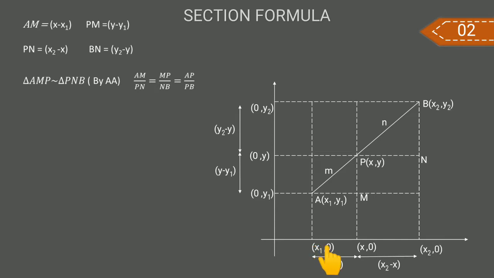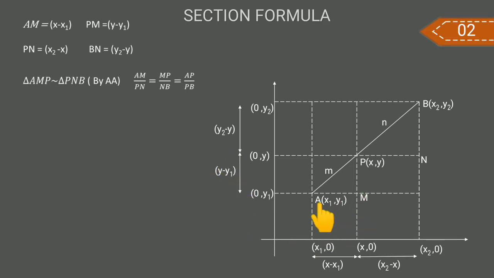Now we have to find the distance between these two points. This distance is x minus x1, and in the same way the distance between these two points is x2 minus x. Similarly, the distance from the origin to (0, y1) is y1, to (0, y) is y, and to (0, y2) is y2. The distance between these two points is y minus y1, and between these two points is y2 minus y.